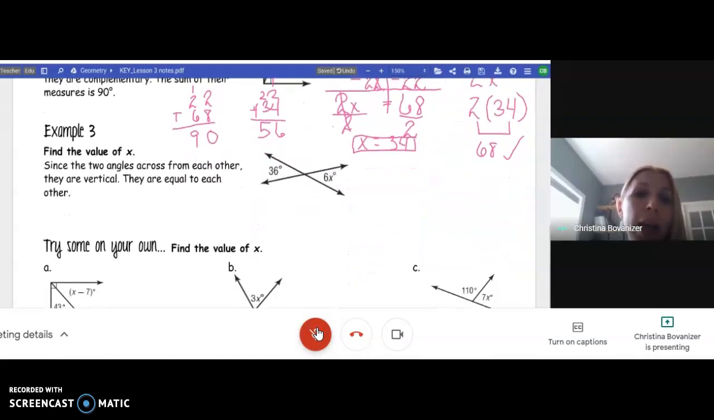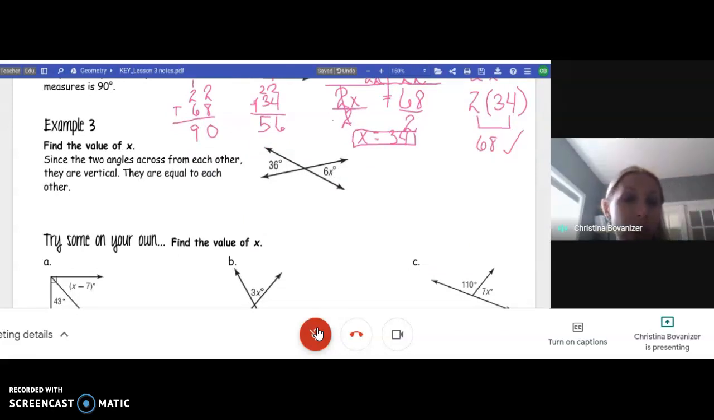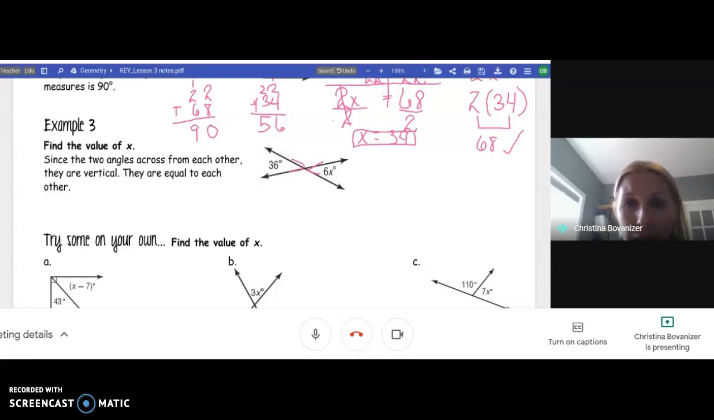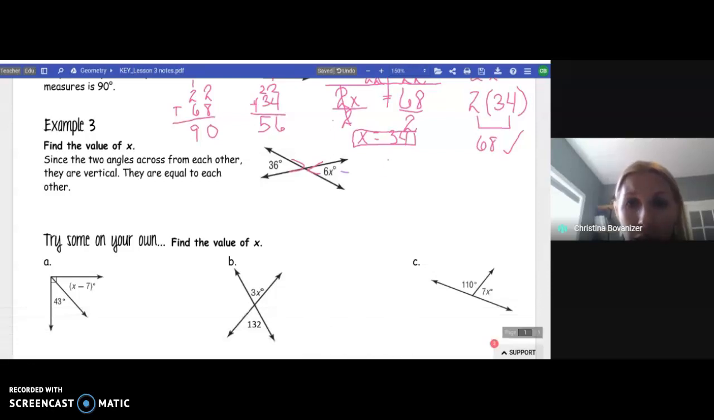Okay. In example 3, once again, we have to find the value of x, but when we look at this picture, now we're looking at different types of angles. So if we think about what those angles are when they're across from each other, you should remember that those V's mean that this is vertical angles. So in example 3, since they are across from each other, they're vertical, and we know vertical angles equal each other. So again, that's going to help us to write our equation, because if they're equal to each other, then we can take this angle, which is 6x, and make it equal to the other angle, which is 36.